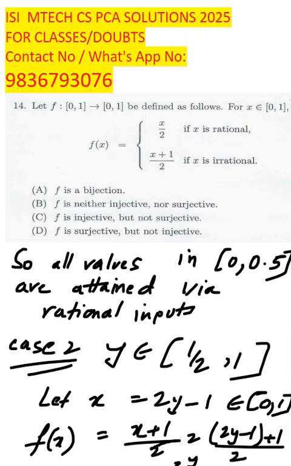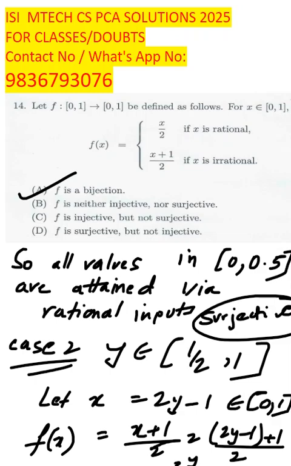So we can say that this is surjective. So then what is the conclusion? Injective and surjective means bijection. So my correct option is option A, bijection.